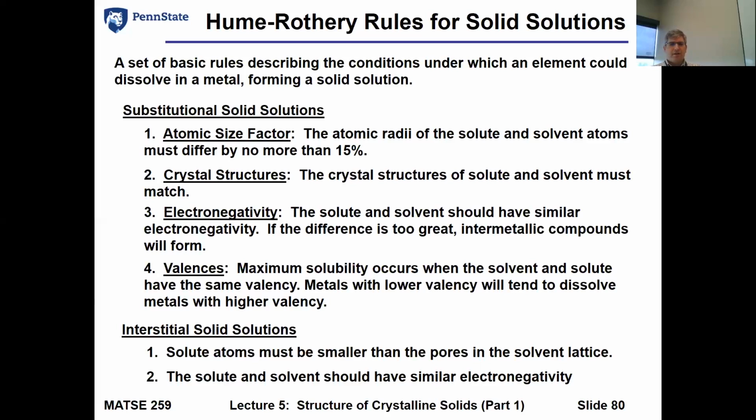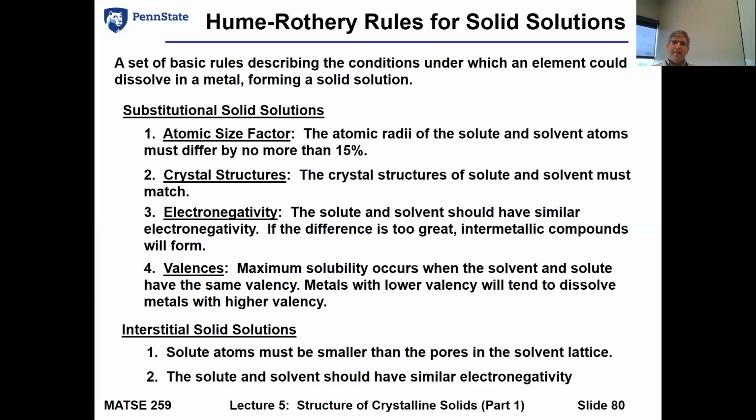Now, for interstitial solid solutions, there are 2 rules. So they're different because in the case of the interstitial solid solution, we want the solute atoms to fit into the interstitial spaces. And so they have to be smaller than those pores. And we want them, once again, to have similar electronegativity, back to what we saw with substitutional solid solutions.